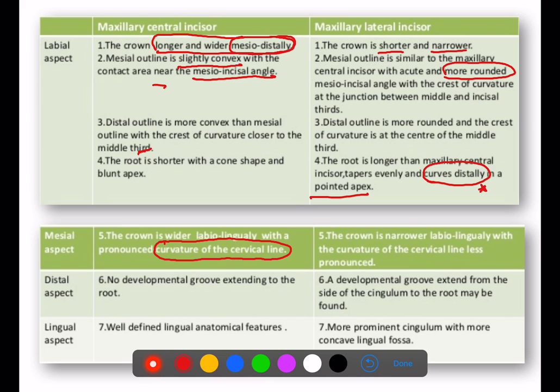Whereas in the lateral incisor, the crown is narrower labiolingually with the curvature of the cervical line less pronounced. The distal aspect has no developmental groove extending onto the root, whereas in the lateral incisor you can see a developmental groove which extends from the side of the cingulum, from the distal side to the palatal, that is the palatogingival groove. And from the lingual aspect, the central incisor has well-defined lingual features, whereas, as I told you, there is a prominent cingulum and more concavity of the lingual fossa.